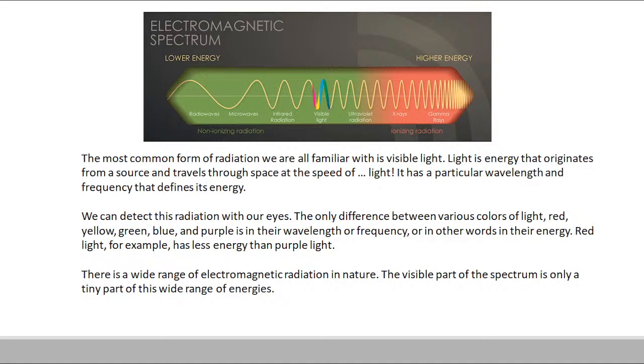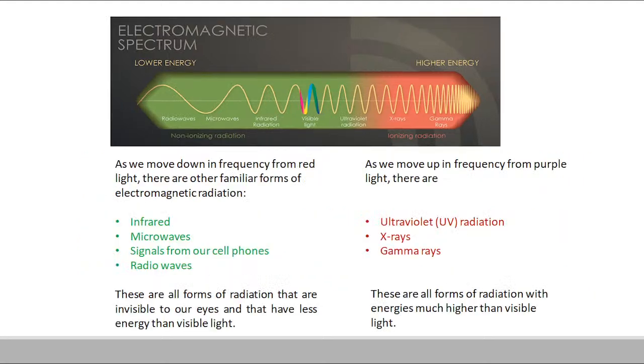There is a wide range of electromagnetic radiation in nature. The visible part of the spectrum is only a tiny part of this wide range of energies. As we move down in frequency from red light, there are other familiar forms of electromagnetic radiation: infrared, microwaves, signals from our cell phones, radio waves. These are all forms of radiation that are invisible to our eyes and that have less energy than visible light. As we move up in frequency from purple light, there are ultraviolet radiation, X-rays, and gamma rays. These are all forms of radiation with energies much higher than visible light.